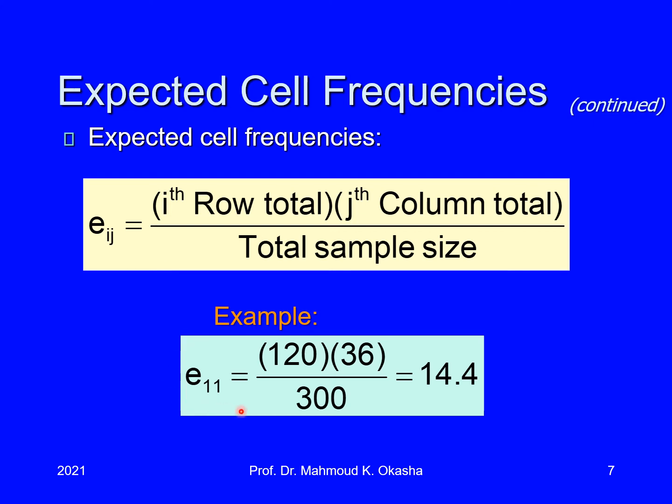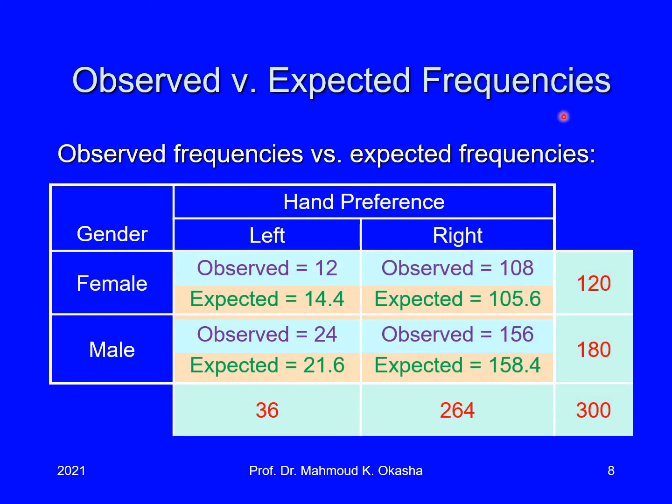So E11 equals 120, which is the first row total, multiplied by 36, which is the first column total, divided by the total sample size, which is 30. We get 14.4. And we go on. At the end we get these results.